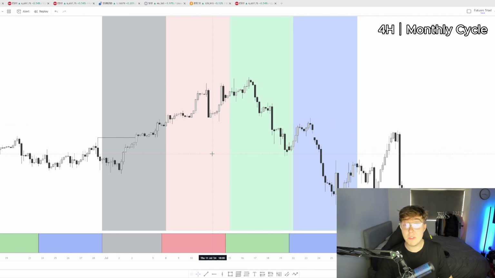Okay, and remember, this is the monthly cycle, so the monthly candle. So find that bias. If you're bearish, look for Q3 to manipulate the highs, then trade lower. So Q3 manipulates Q2 highs. So this is then classed as the manipulation quarter.